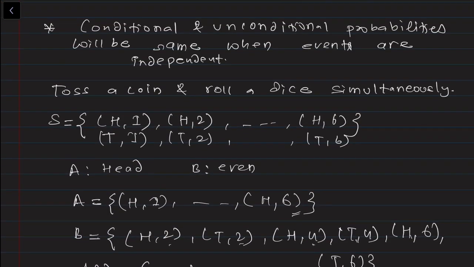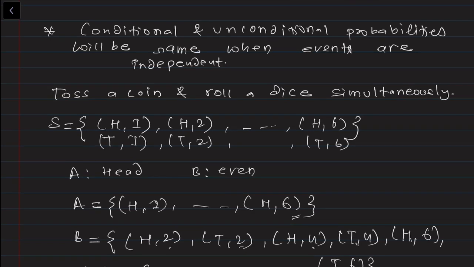And one more thing, you can also see that tossing the coin and rolling a dice are two different things, right? It doesn't matter whether you get the head or tail. It will not affect the number that will appear on the dice. So these two are independent events. So the relations should be verified. Okay.